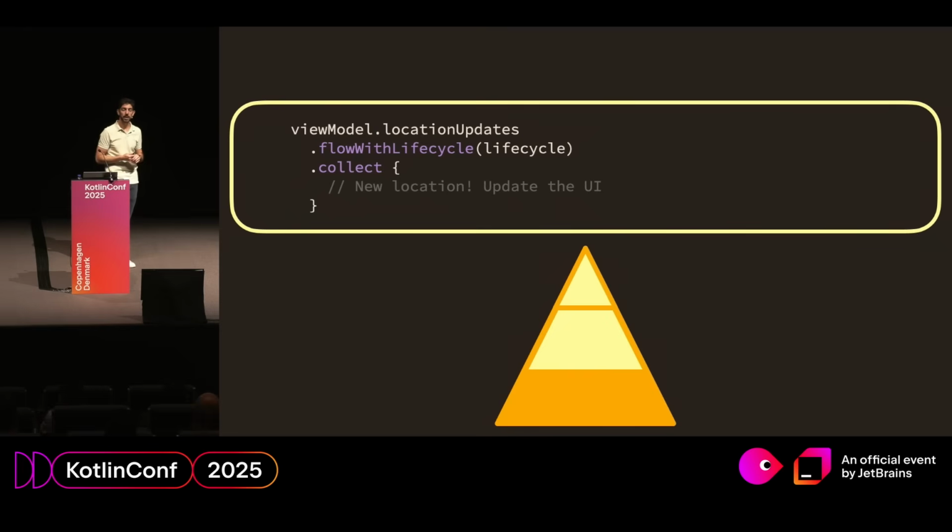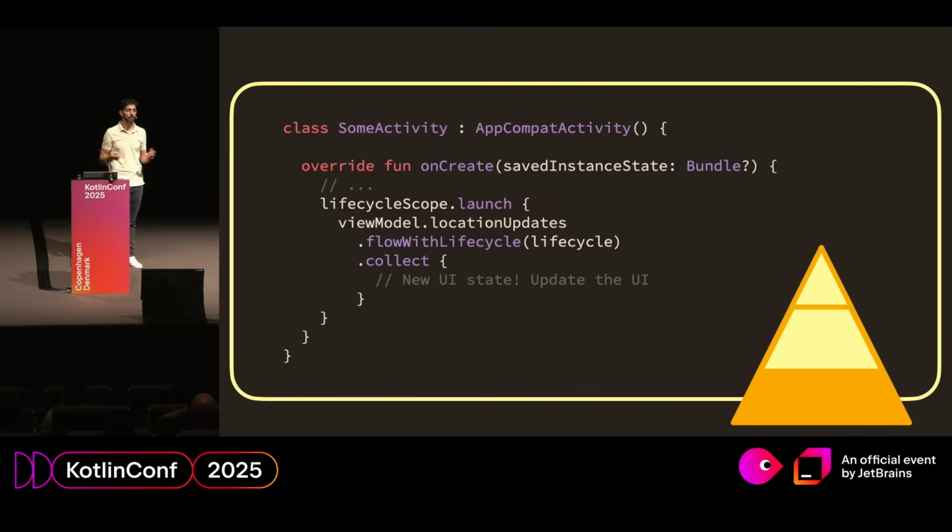How we could use this API, very similar: location updates, flowWithLifecycle, and then we can collect. By default, it's going to receive the started state, because that's pretty much the recommendation. But if you, for some reason, want to do it in the resumed state, it's going to follow the same behavior that we've seen. How we can call this in the activity is very similar. You can launch the coroutine and call flowWithLifecycle. It's the same behavior, but in a slightly different way.